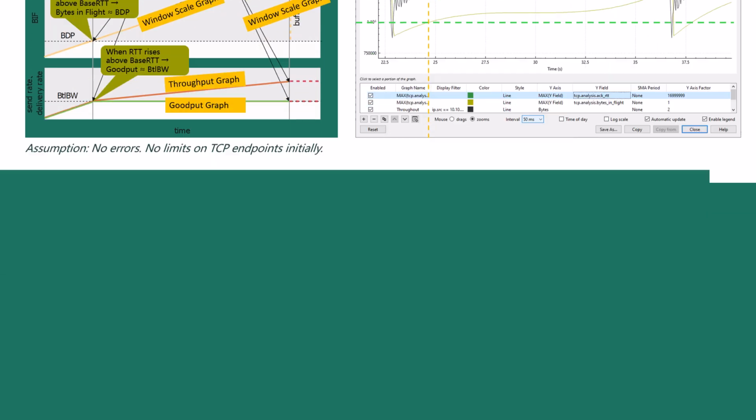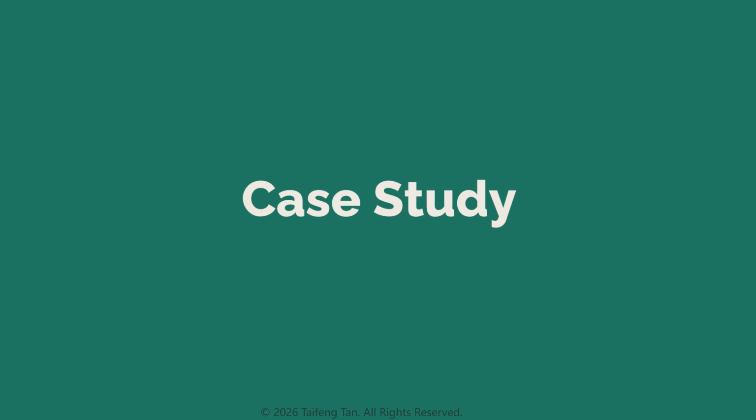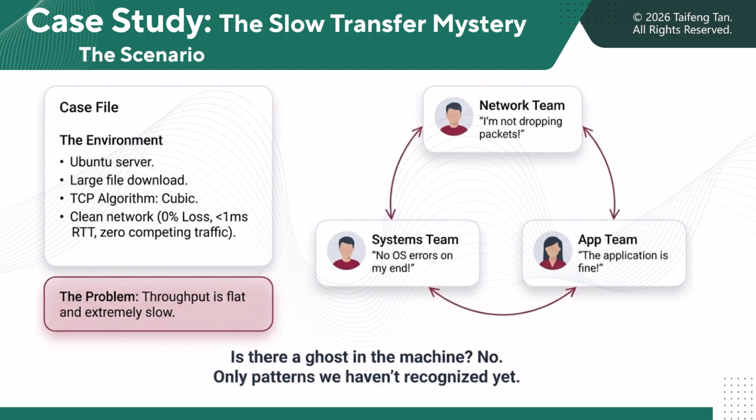Now let's apply this. Here's a classic example. You log into an Ubuntu server to download a large file. The TCP algorithm is cubic. The network is clean. There's no loss, no competing traffic. RTT is less than 1 millisecond. Bandwidth is 10 Gbps. By all accounts, this should be fast. But in reality, the throughput never gets high.